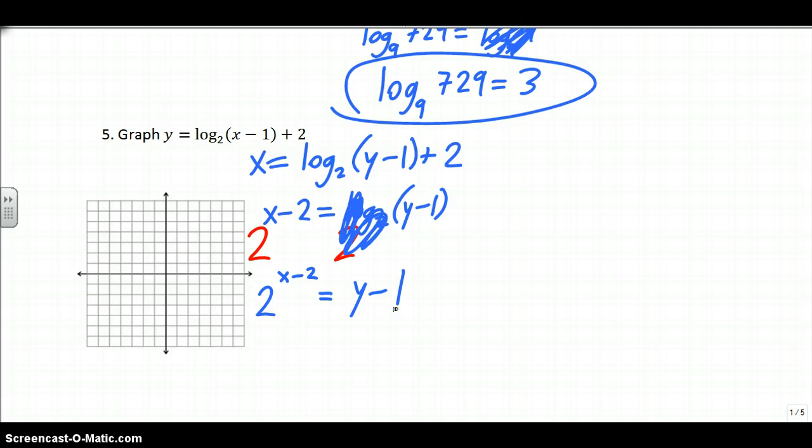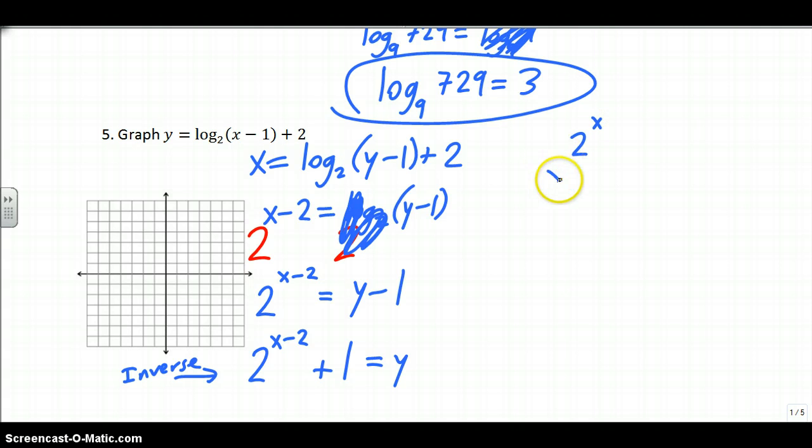And the last thing I need to do is kick that 1 over. You'll notice I did not combine these. One is an exponent and one is not. Okay, there's the inverse. Okay. Now, let me come over here. 2 to the x minus 2 plus 1. I think we can actually make a t-table for 2 to the x, just like we did in problem number 1 at the beginning of this video.